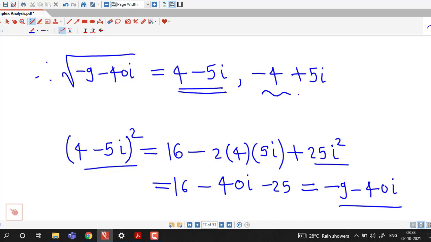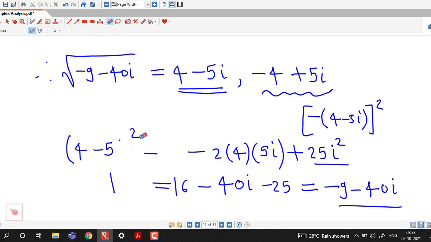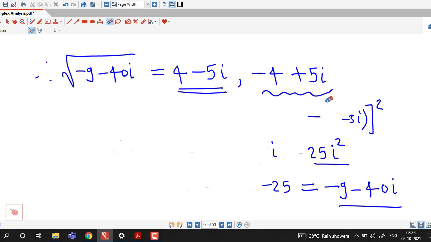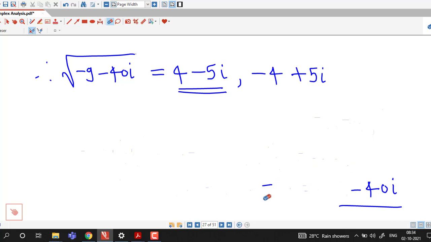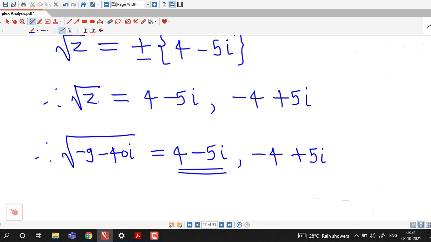Similarly, you can take the square of this. This is nothing but the negative of 4 minus 5i. So the square of this will be equal to the square of 4 minus 5i, so you will obtain the same answer. Okay. You don't have to show the verification. This is just for understanding how to check whether we have correctly evaluated the square roots of a given complex number. So in this way, sometimes we can easily find square roots using this formula.